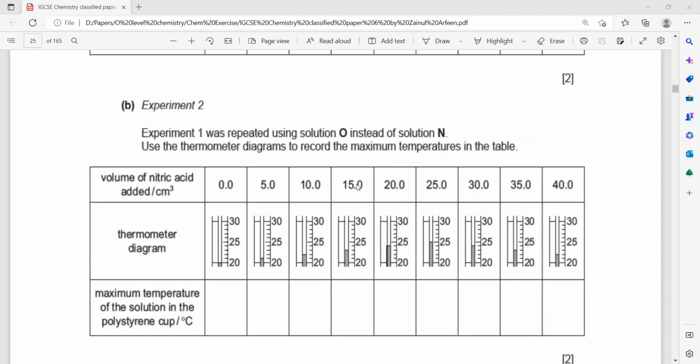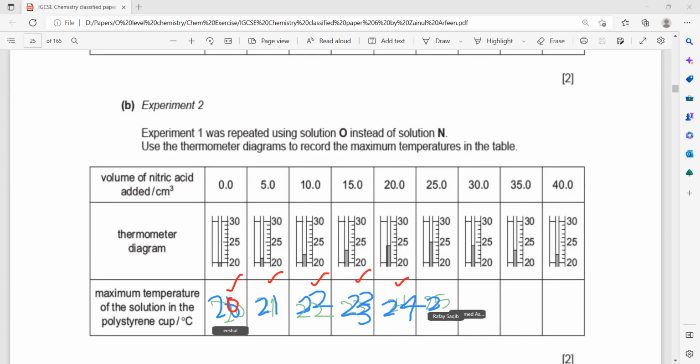Then in experiment 2, experiment 1 was repeated using solution O instead of N. Use the screen annotation to complete this. The first one is 20, then 21, 22, 23, 24, 25, 25, 24, 23, and 22. So these are the temperature readings according to the thermometer, for the volumes added.